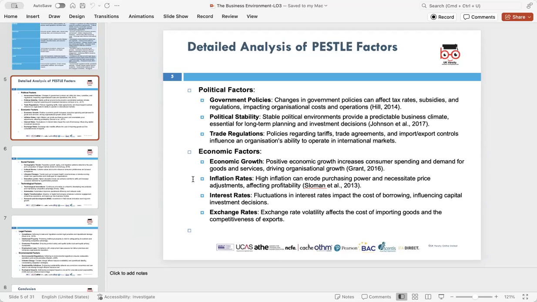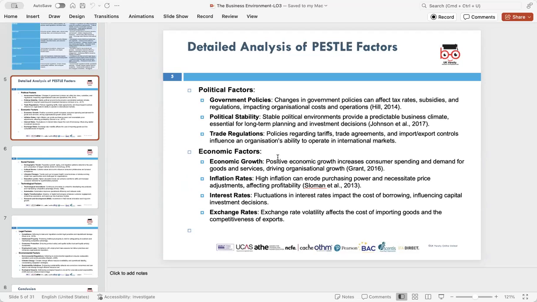When we talk about political stability, it refers to the predictability and consistency of the political environment. A stable political environment provides a predictable business climate essential for long-term planning and investment decisions. Businesses are more likely to invest in countries with stable political systems. Political instability can deter foreign investment and disrupt operations. For example, political unrest can lead to supply chain disruptions and increased risks.